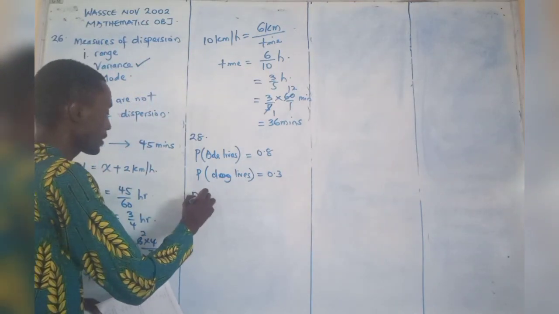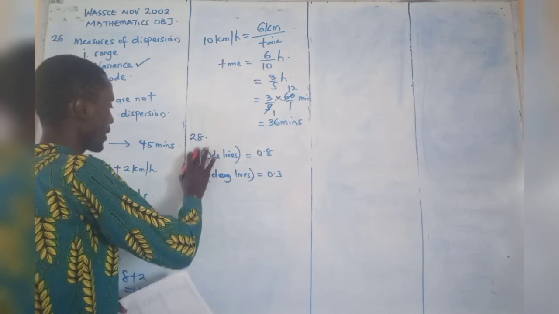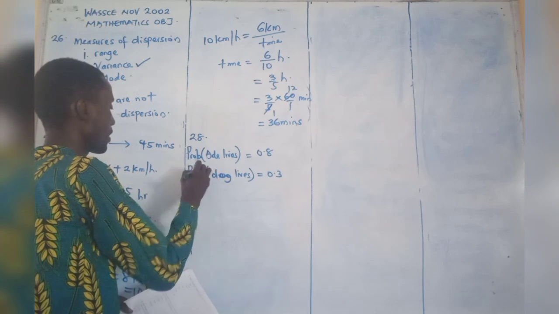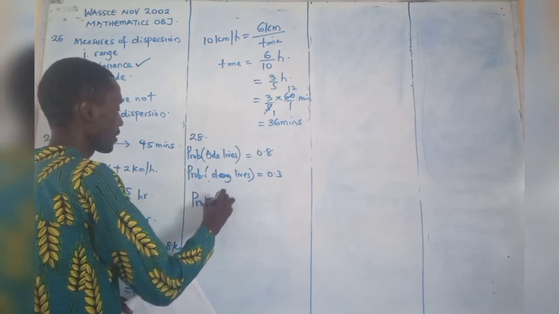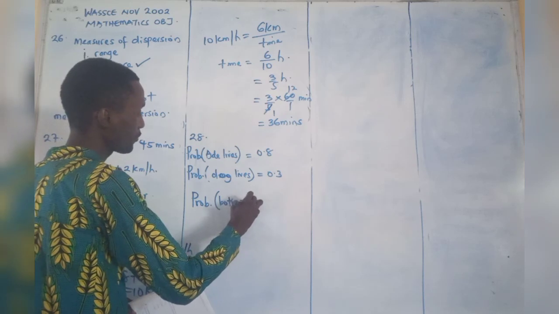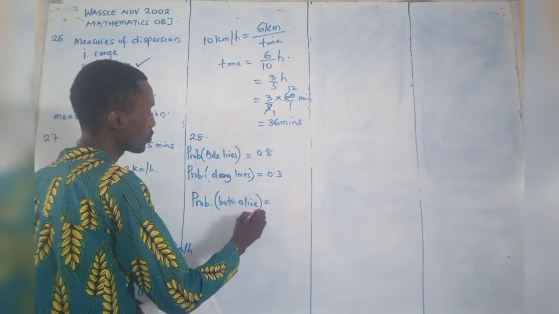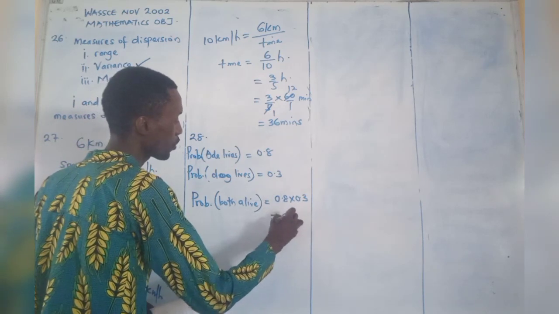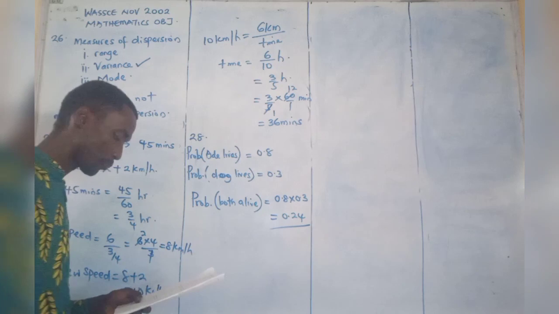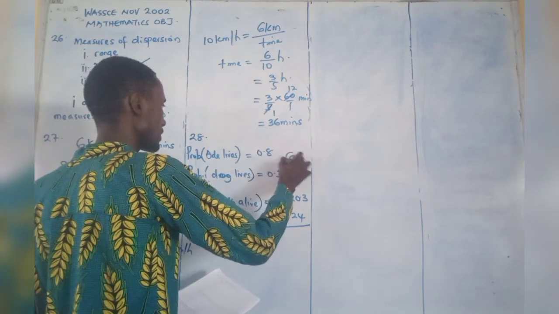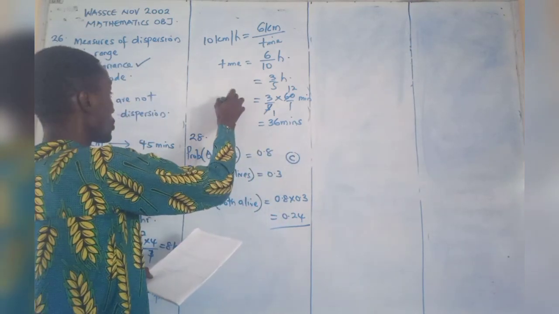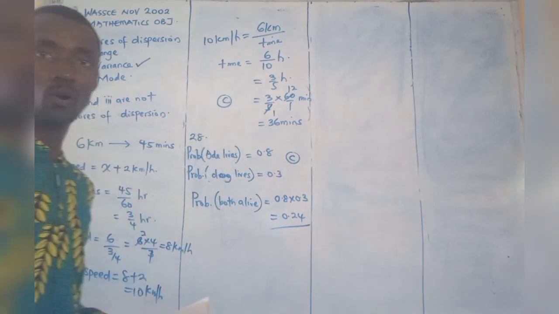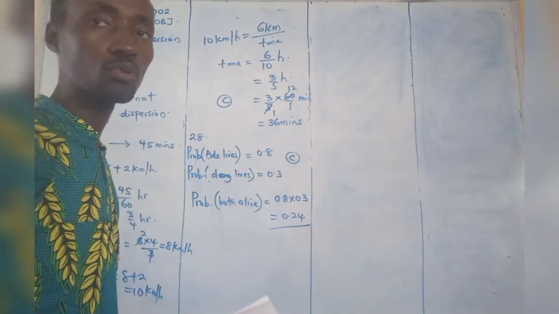So the probability both alive will be equal to 0.8 times 0.3, and that will be 0.24. So that's the probability that both will be alive. So in that exam, this will be C. You see that the questions are pretty cheap. They are not as difficult as we would imagine them to be.